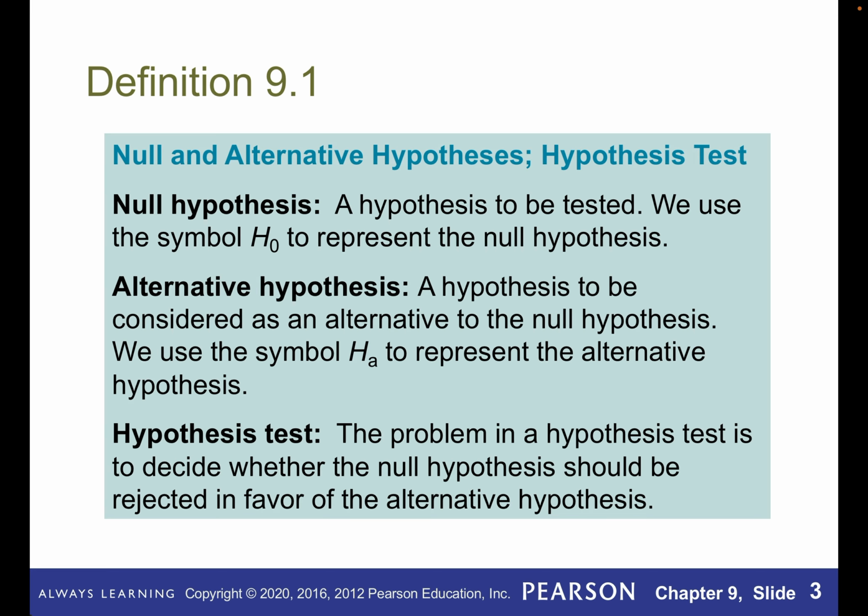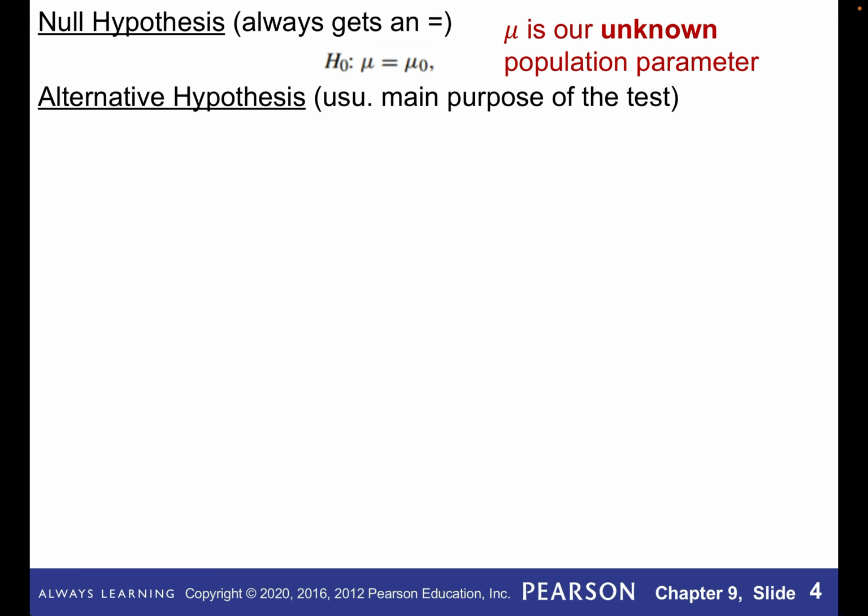So we hope that we can conduct this test in such a way that we make the correct decision. So we have two options. One is to reject the null hypothesis, and the other is to fail to reject the null hypothesis. So the null hypothesis always gets an equal sign, as you see there. So we're assuming here that the unknown population parameter is mu, which is typically the population mean.